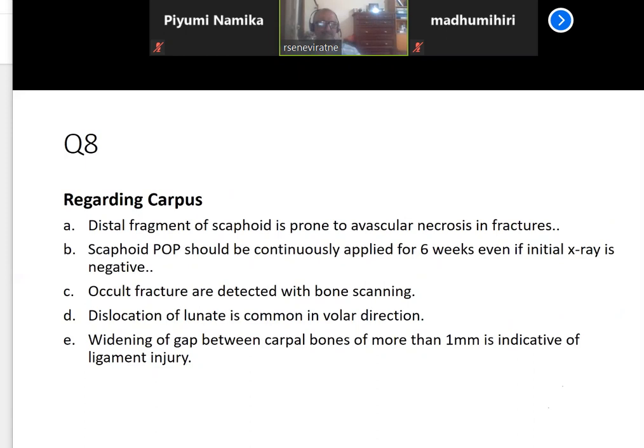Regarding carpus, distal fragment of scaphoid is prone to avascular necrosis in fractures. False. Sorry, it's the proximal fragment, because blood flow enters from the distal fragment, through the waist of the scaphoid, to the proximal fragment. Scaphoid POP should be continuously applied for 6 weeks, even if initial X-ray is negative.